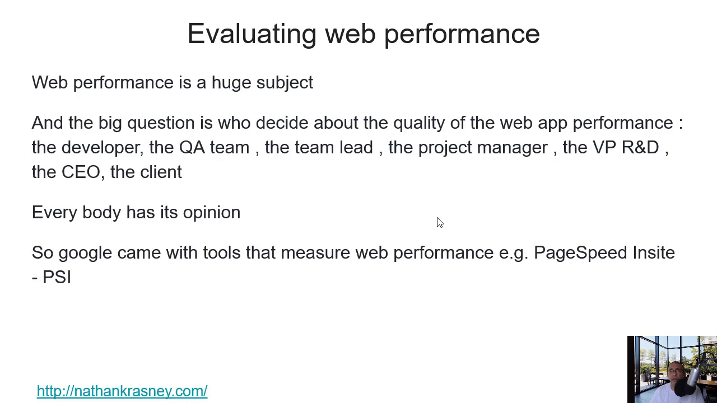And the other thing is, how do you determine if you have good performance or bad performance or excellent performance? How can you measure this? So Google came out with tools that measure web performance per page. And one of the tools is called Page Speed Insight.